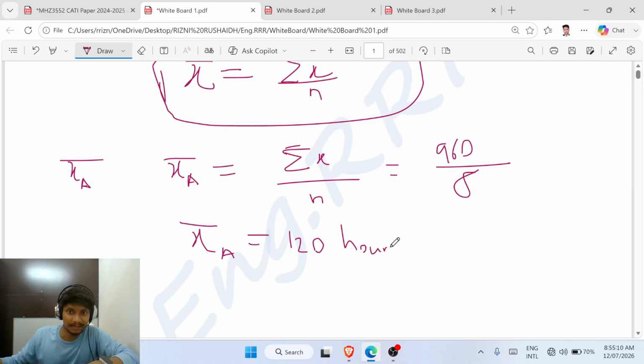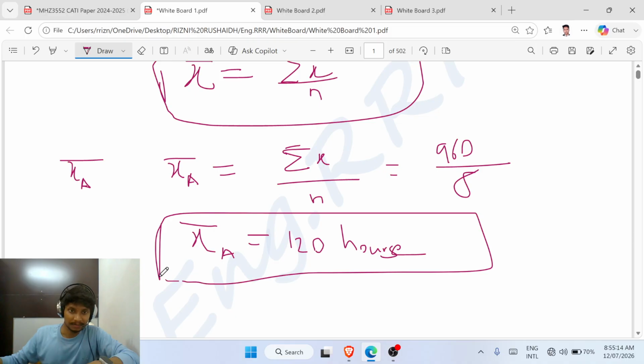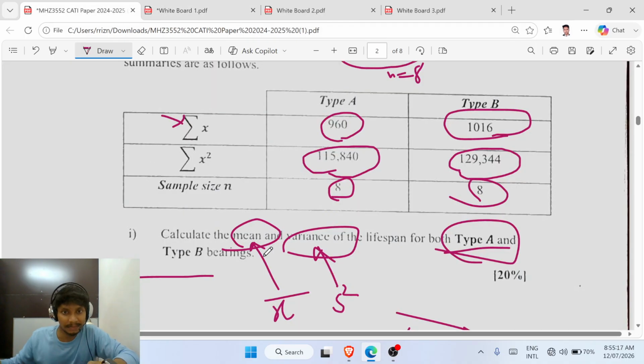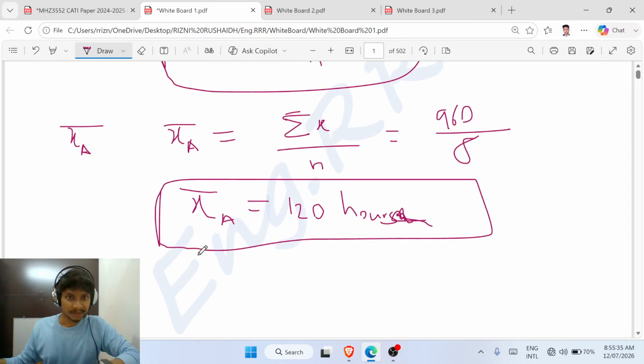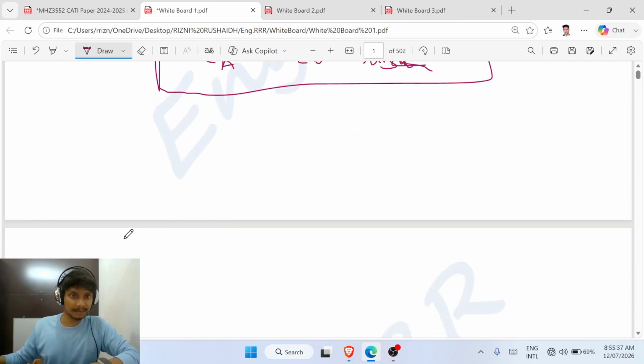This is the mean, X A bar is equal to 120 hours. Okay, hours, not E. This is the mean of A. Now we have to find the variance of A.